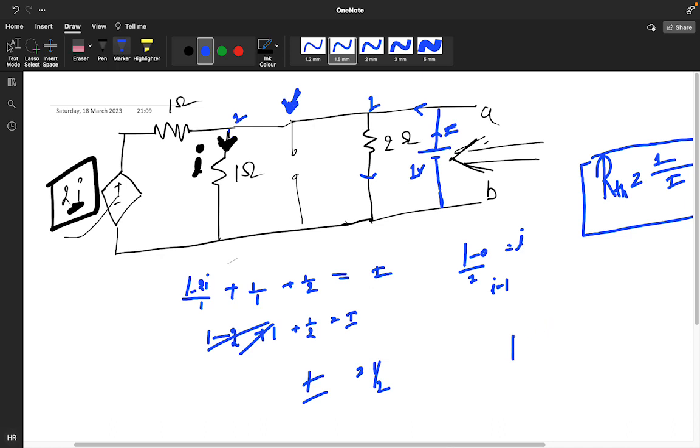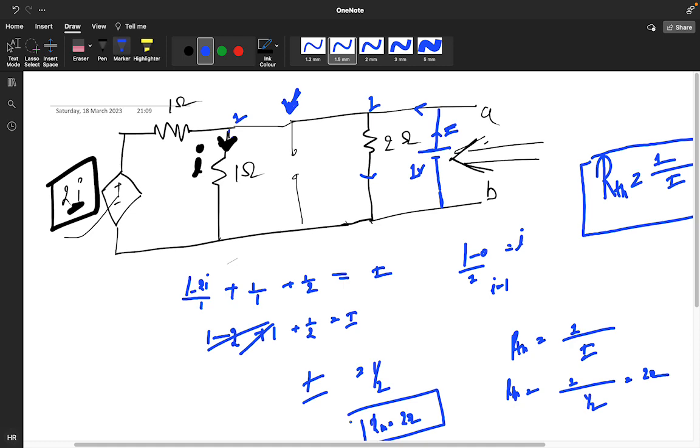So what will be the RTH value? RTH value is 1 divided by I. So RTH value will be 1 divided by 1 by 2. So 2 ohm. RTH value will be 2 ohm.